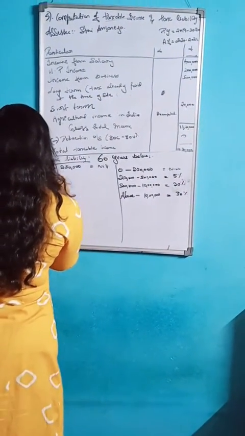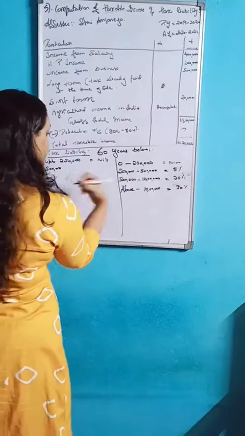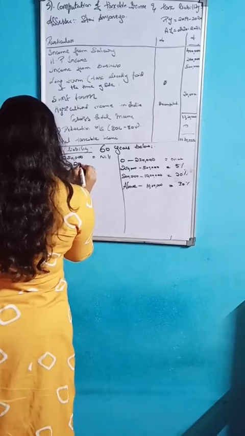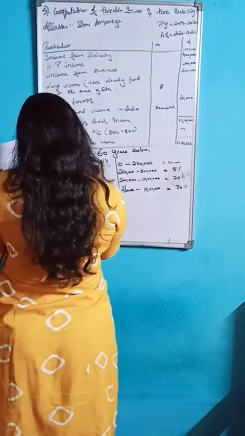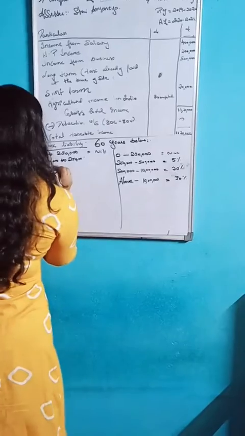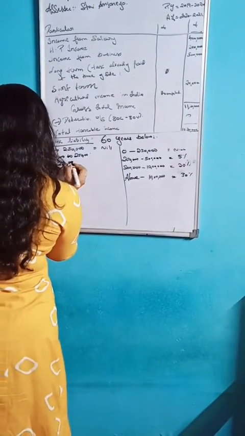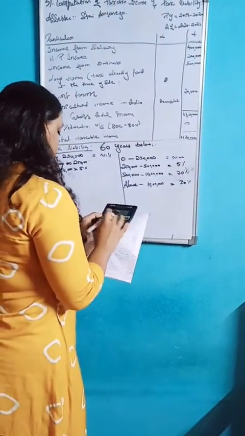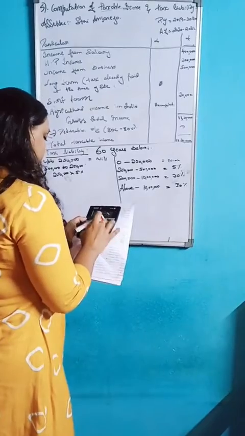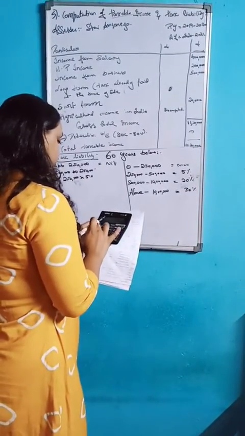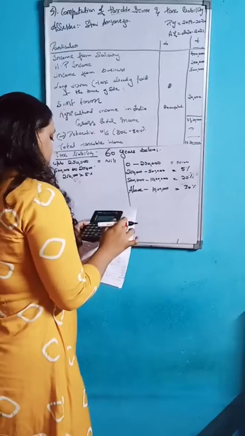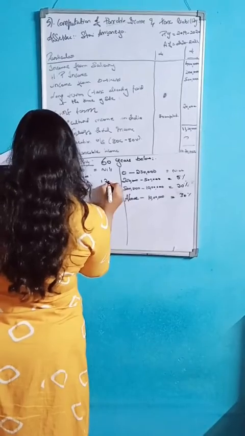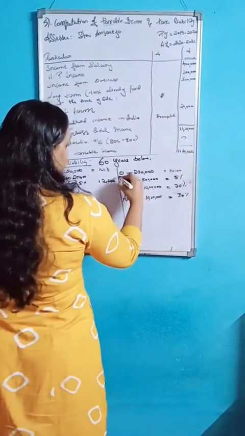And next one is from 2,50,000 to 5 lakh. Okay, 2,50,000. So 2,50,000 into 5%, how much will you get as the answer? So 2,50,000 into 5%, you will get 12,500. Okay, so this step is over.